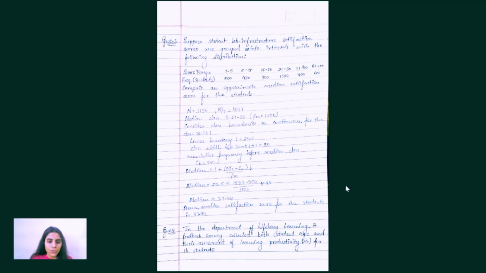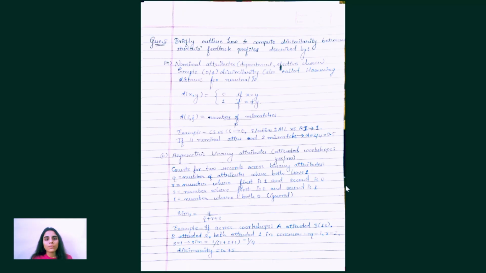After it, question number 4 is: in the Department of Lifelong Learning, a feedback survey collected both student age and their assessment of learning productivity for 18 students. So this is the data, and we have to write the formulas. We have to use the formulas of mean, median, and standard deviation, and put values into them. Then we can find the mean is equal to 28.7833. You can see our calculation here on the screen. After it, the median is 30.7 and the standard deviation is 9.254.